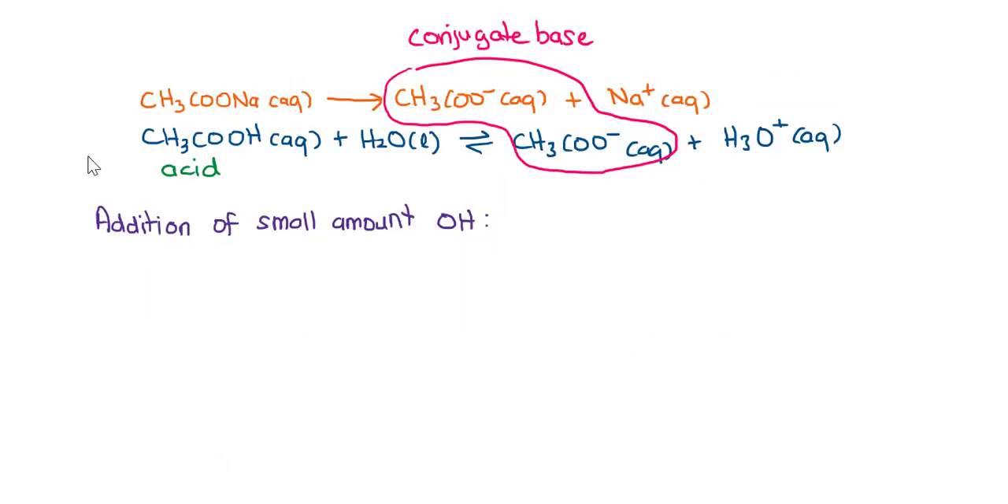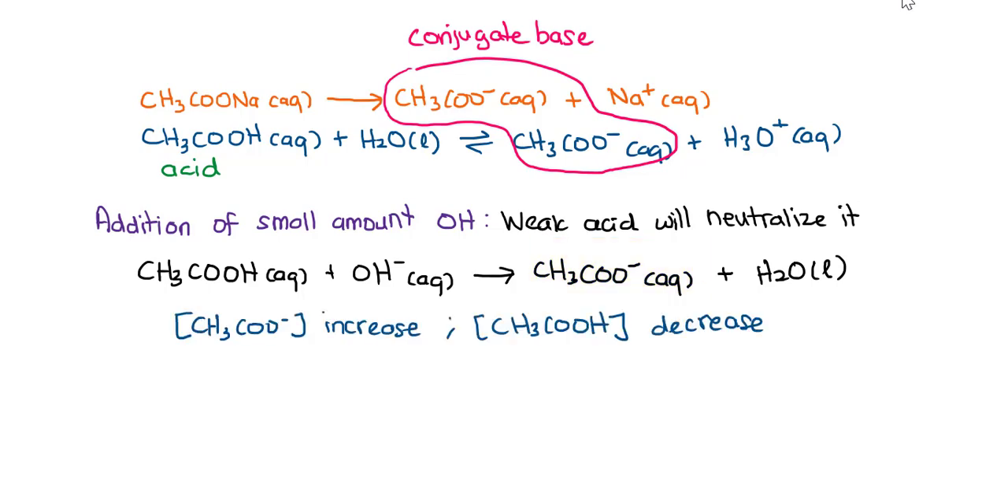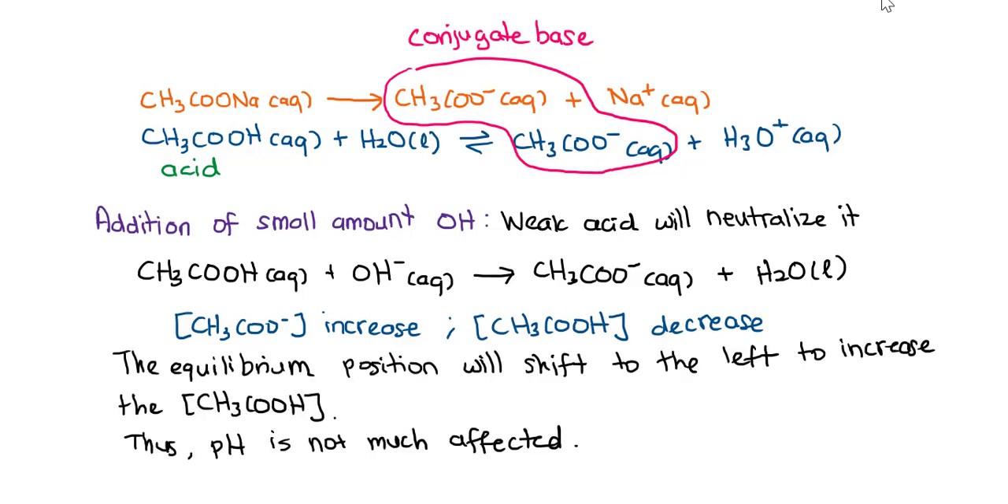When a small amount of strong base is added into the solution, the weak acid will neutralize it. The weak acid will donate its proton to the base and form the conjugate base. This will make the concentration of the conjugate base increase and the concentration of the weak acid decrease. The equilibrium position will shift to the left to increase the concentration of the weak acid. Thus, the pH is not much affected.